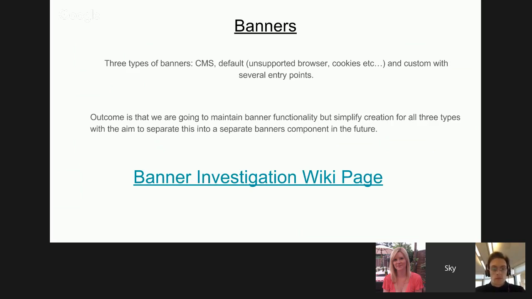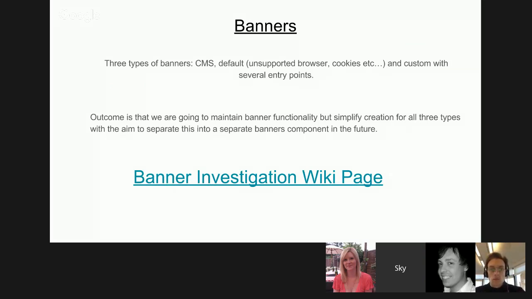So the other investigation is banners. If you're not aware, these banners appear just above the masthead on many sites. Probably the one you've seen most commonly is the cookies notice, if you've ever gone to the website for the first time. There are 3 types of banners. The default, as we call them, which is the unsupported browser and the cookies, can typically appear anywhere on the website, anywhere on the Sky.com estate.